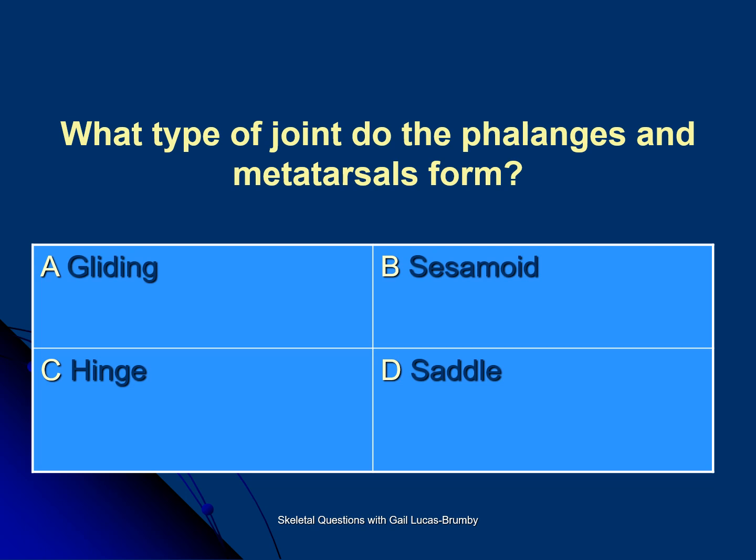What type of joint do the phalanges and the metatarsals form? Is it A, gliding? Is it B, sesamoid? Is it C, hinge? Or is it D, saddle? And the answer is C, hinge.